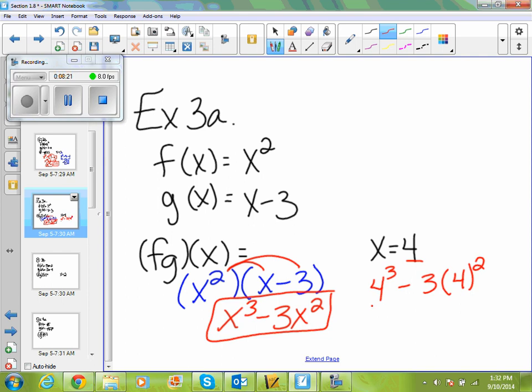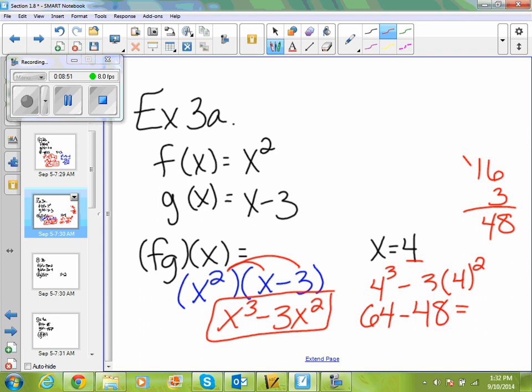4 cubed is 64. 4 squared is 16. 16 times 3 is, how many is it? Okay, 16 times 3 is 48. And then 64 minus 48 would give me 16. So my final function would equal 16.